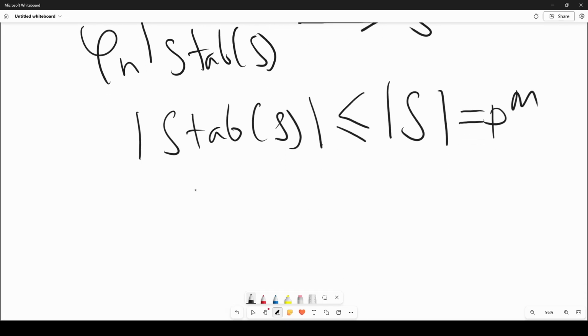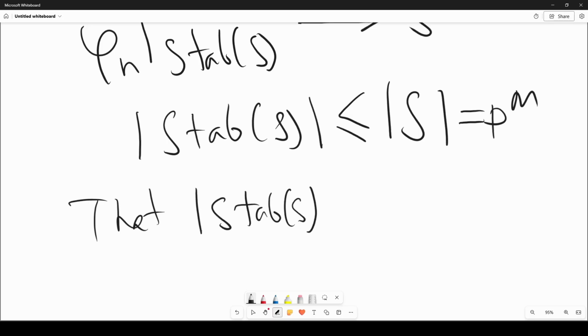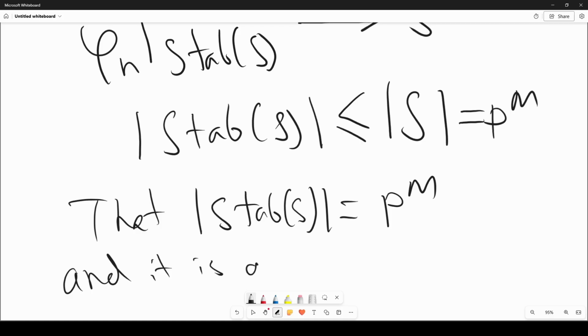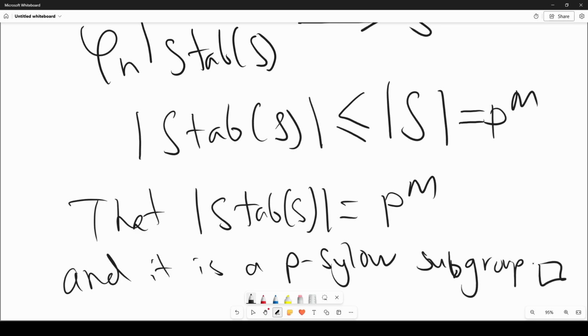So now we've finally proved that the stabilizer of S has size p to the m and is thus a p-Sylow subgroup. It is a p-Sylow subgroup. And that is the proof of the first Sylow theorem.